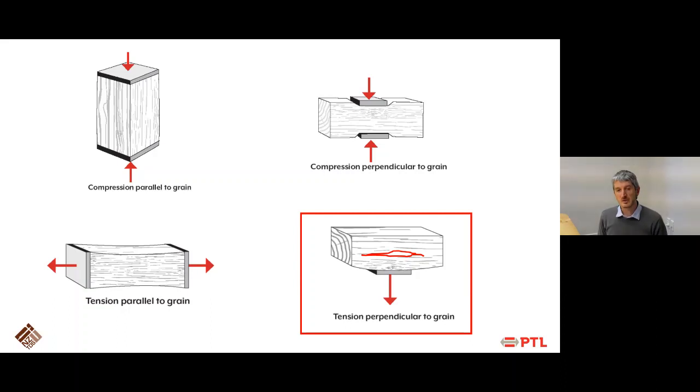However, if we try to pull those fibers apart, if we try to pull these cell walls and the idealized tubes apart, there's very little resistance and the timber will start splitting. And this is what we're going to talk about mainly today.